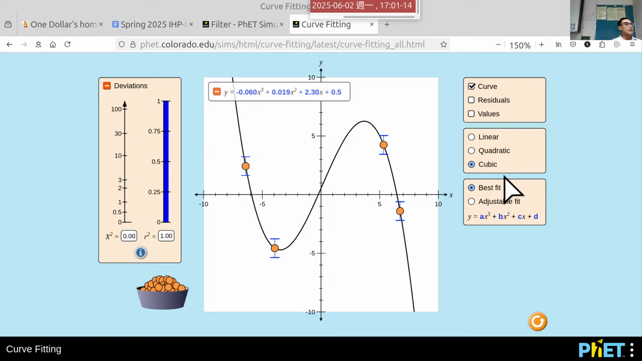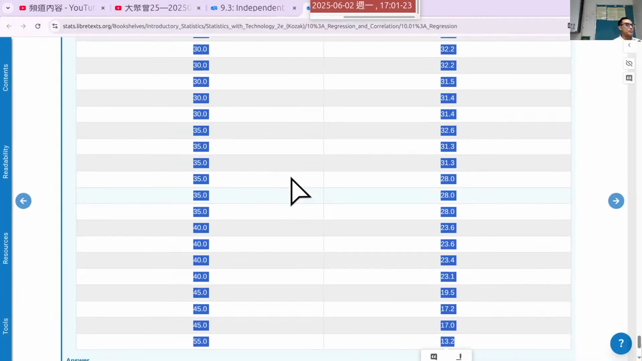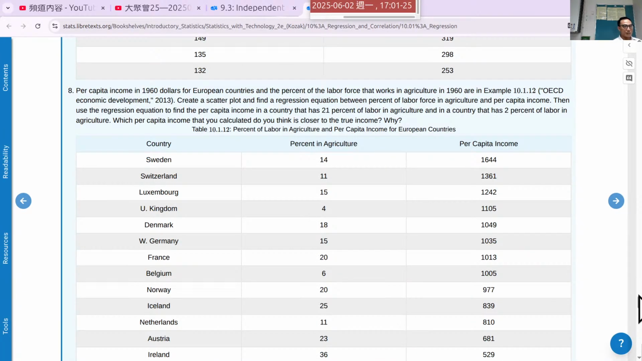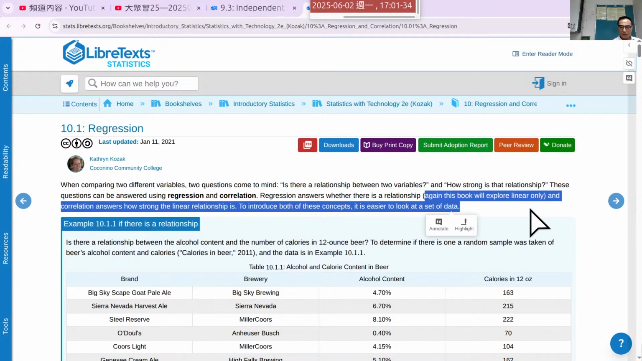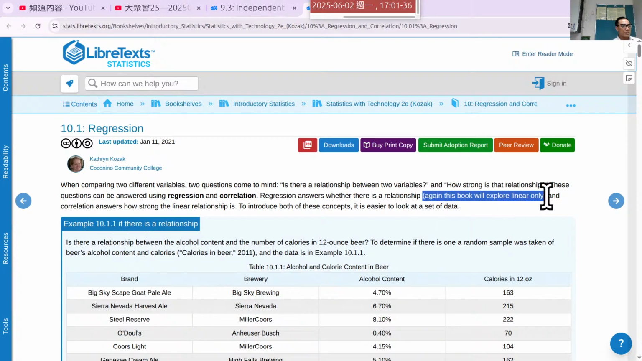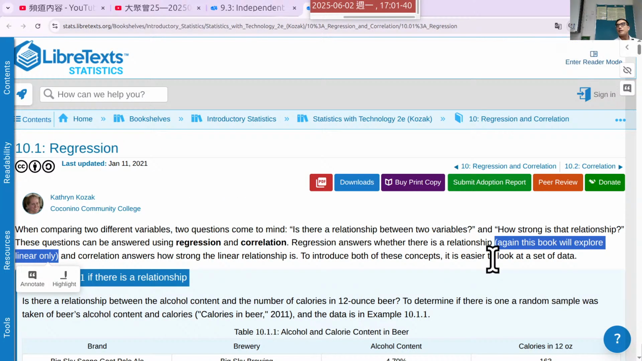Okay, in our textbook, in this textbook, we'll explore linear regression only.